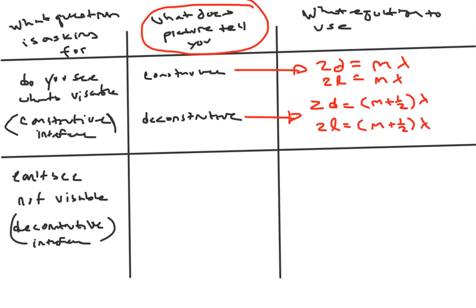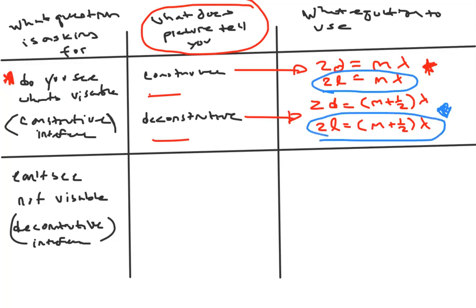Okay, so if the question is saying what wavelengths are visible or what colors would you see, then that means you're starting with the first column here, and then you draw your picture, and then you look at your picture and say, my picture is telling me constructive, so then you're going to use this equation. But then let's say you do your picture and your picture tells you deconstructive, so then that means you're going to use these equations. Does that make sense? One of the two. I would suggest to use the L one, but I'm just writing it a few different ways so that you see it.